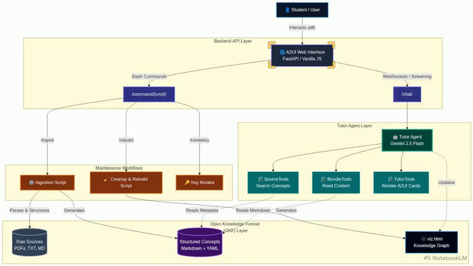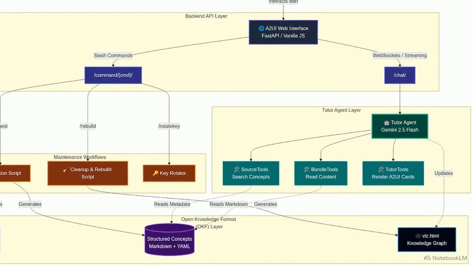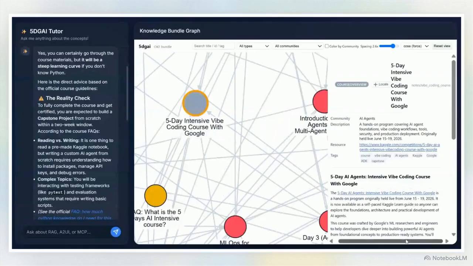This architecture diagram maps the web interface to the knowledge base. On the right, the Google Agent Development Kit powers the Tutor agent. To connect them, the system uses the ATUI protocol, streaming JSON markers like ATUI start over WebSockets to trigger real-time visual events. This interface shows the final user experience.